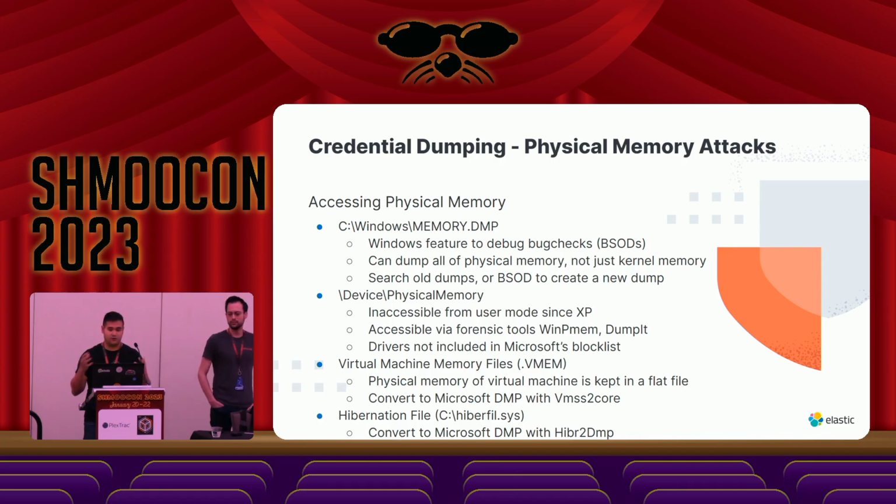And virtual machines are also susceptible to additional threats. When a VM is suspended or snapshotted, a copy of its physical memory is going to be saved to a file on the host disk. And then this raw memory dump can actually be converted to standard DMP format using tools such as VMSS2Core.